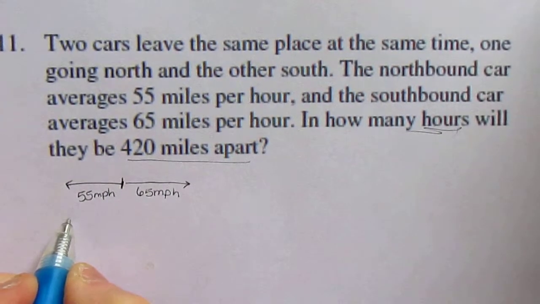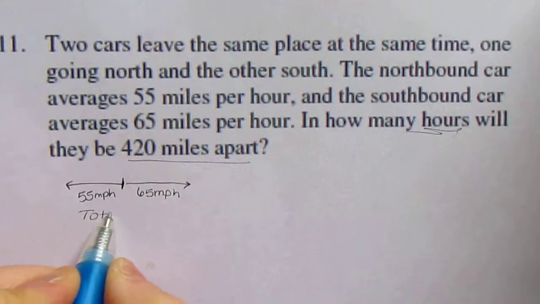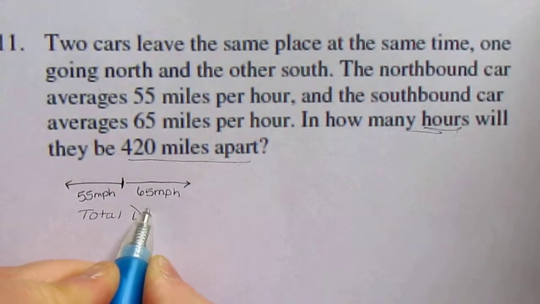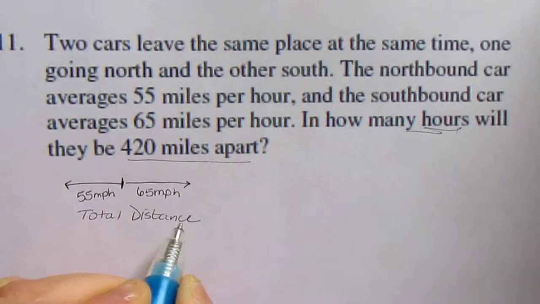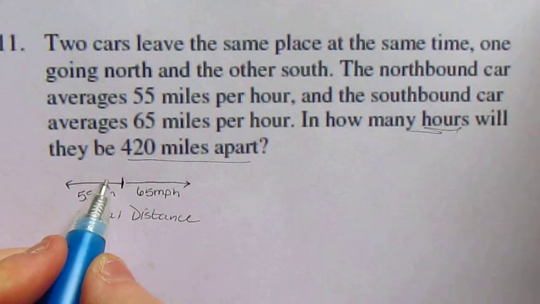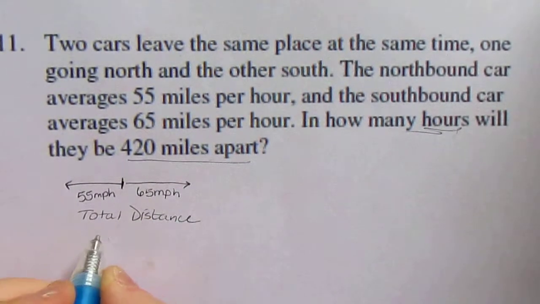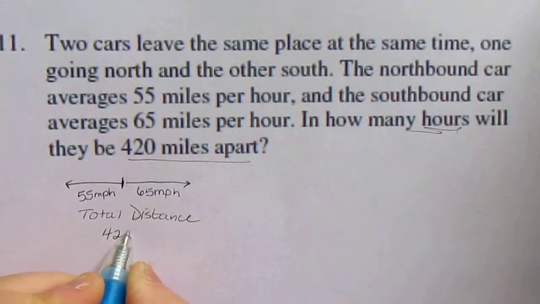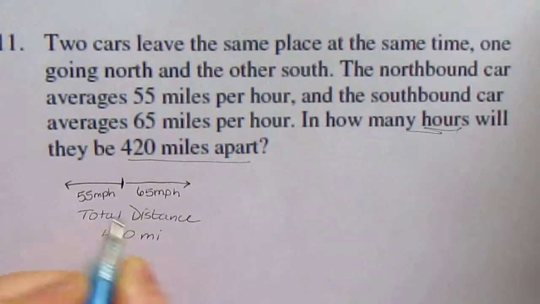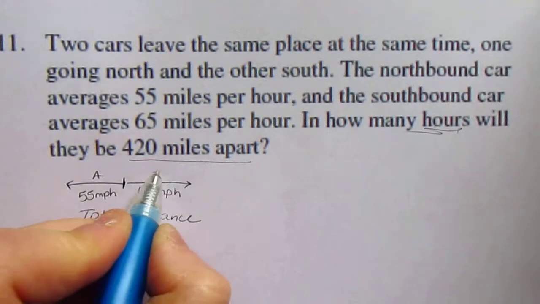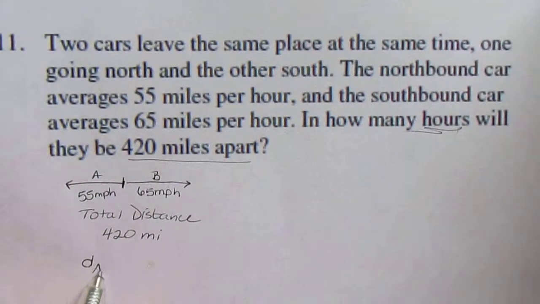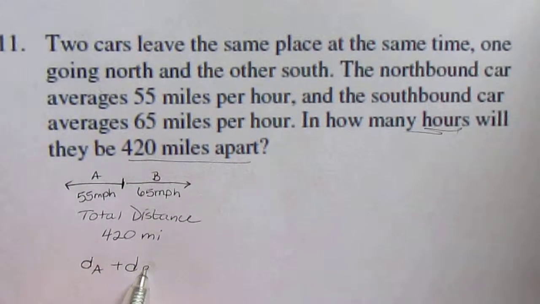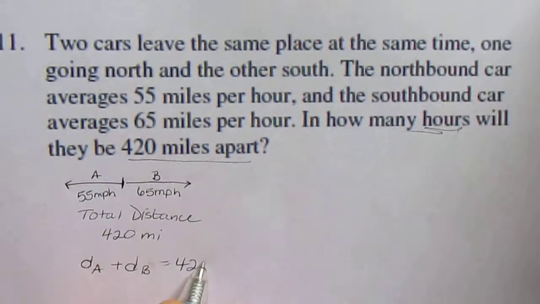So I want my total distance. They both travel the same time. Total distance is 420 miles. So let's call this car A and this car B. The distance of car A plus the distance of car B equals 420 miles.